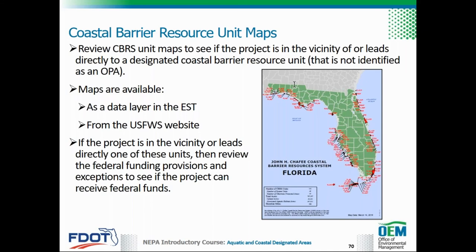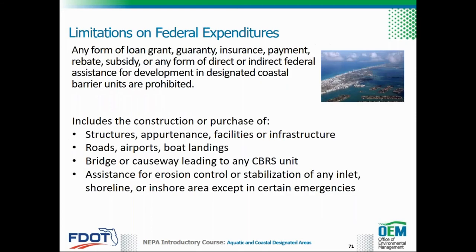Maps are also available from the U.S. Fish and Wildlife Service website. A link to this website is found on the resources page of this CBT. If the project is in the vicinity or leads directly to one of these units, then review the federal funding provisions and exceptions to see if the project can receive federal funds.